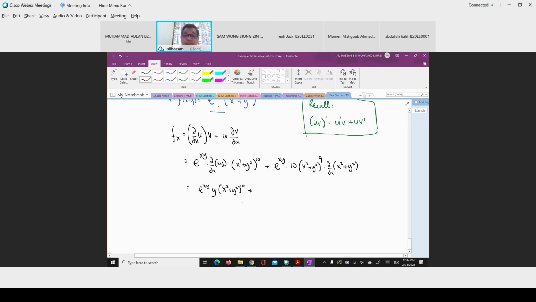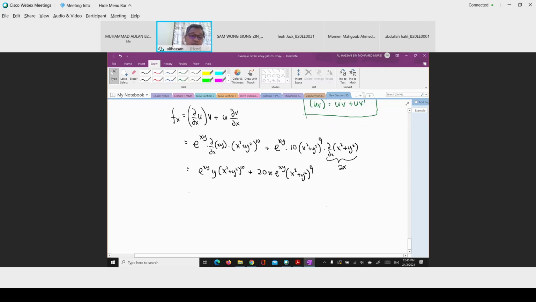And then we have 10. The second partial is what? 2x, isn't it? So we have 10 times 2x is 20x. So I can write this as 20x e to the power of xy times x squared plus y squared to the power of 9. And if we wish, we can factor out the exponential function and x squared plus y squared to the power of 9. So we will get y times x squared plus y squared plus 20x, right? Plus 20x. So we can leave the answer in that form.